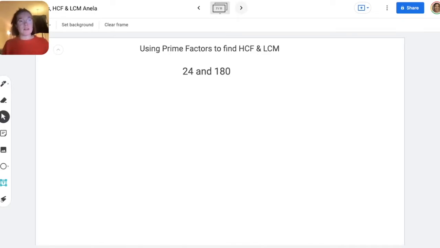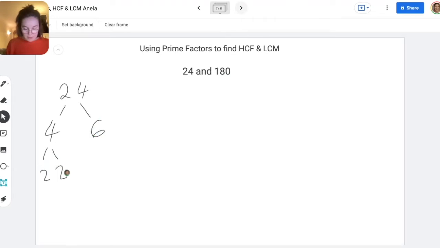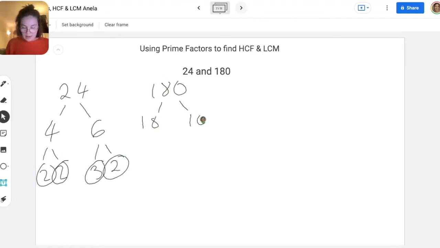So the first thing we want to do is write out the factor trees for 24 and 180. So we've got 24, which we can do 4 and 6, 2 and 2, 3 and 2. And then 180, 18, 10, 5 and 2, 9 and 2, 3 and 3.